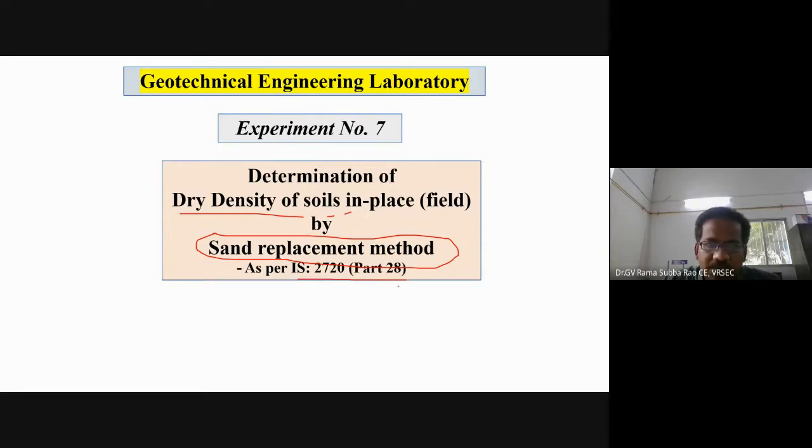As we discussed in our previous lecture on how to determine the dry density of soil in the field by the core cutter method, the core cutter method has certain limitations. It cannot be used for pure granular soils. The sand replacement method can be used for granular soils also.